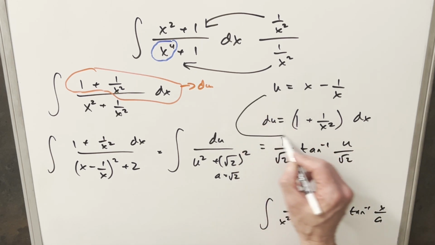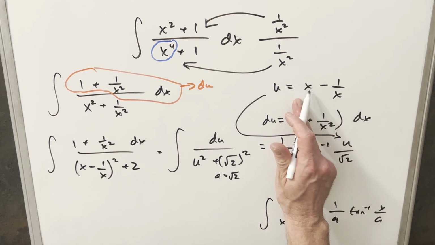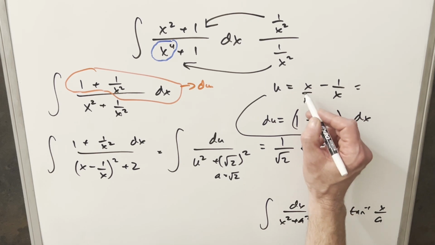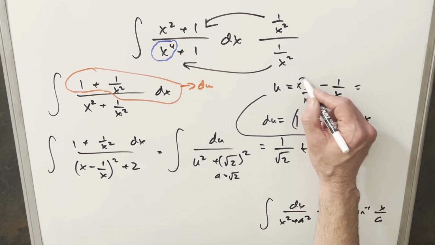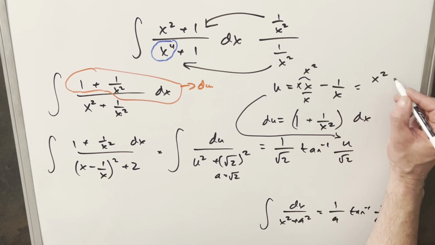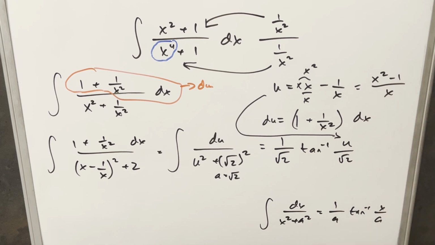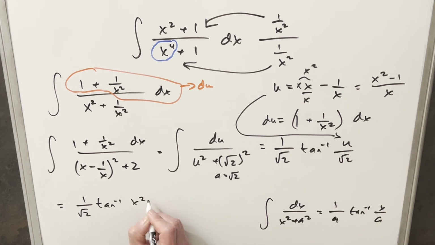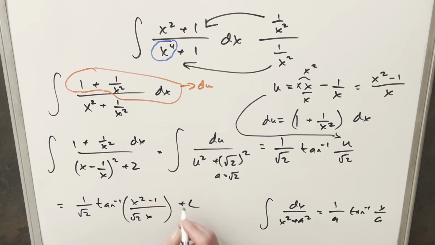And so we just need to back substitute. But one thing I'm going to do before I do that, let's kind of clean this up a little bit. I'm going to get a common denominator. I can kind of multiply by x here and x here. So this becomes x squared. So writing this out, we're going to end up with x squared minus 1 all over x. And so now we'll back substitute that. For my final solution to this, we get 1 over square root of 2 arctan, and then we'll use this: x squared minus 1 over square root of 2 x, put a plus c, and that's it.